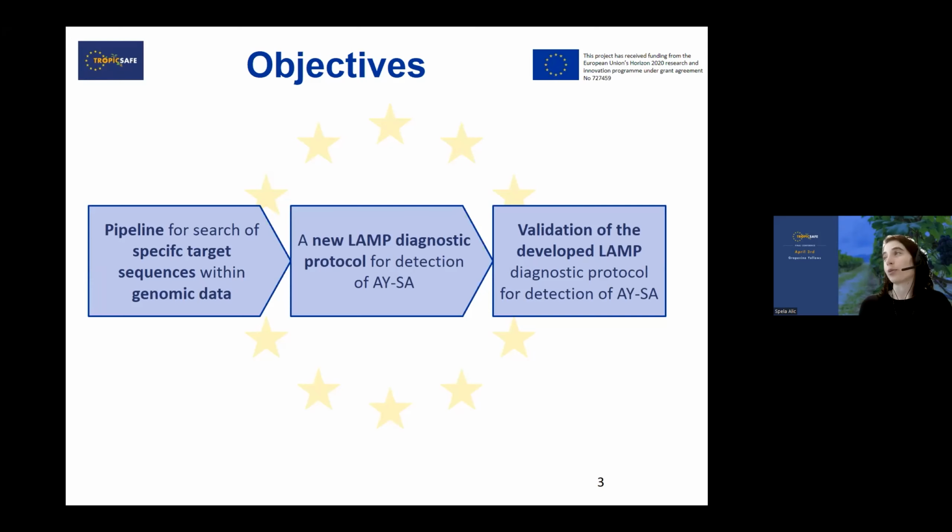We needed a novel approach to get specific targets that would enable us to develop a molecular test. To make things easier, we divided our main aim into three objectives. First was to develop a pipeline for search of specific target sequences within genomic data. The second was to develop a new LAMP diagnostic assay and protocol for the detection of aster yellows from South Africa, and validation of the developed LAMP assay and protocol.